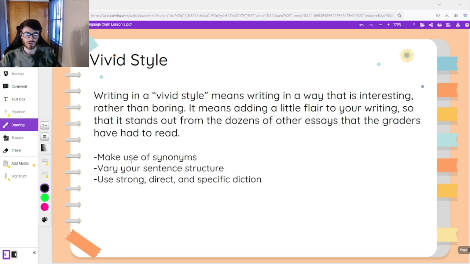Vary your sentence structure. That kind of goes along the same lines as make use of synonyms, right? If you write sentences the exact same way every time, if you are kind of introducing evidence the same way every single time that you introduce evidence, that's boring. Switch it up. Be a little bit different. And use strong, direct, and specific diction. That's something you should already be familiar with from last lesson. Before we get to this activity, I'm going to give you some examples here.